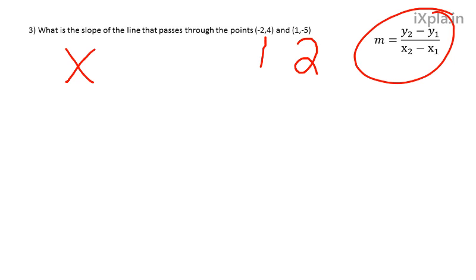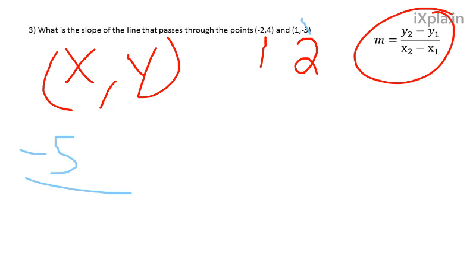So again, coordinates are written like this. So we are going to see y2 is this one, which is negative 5. And then minus y1, that's that one. And that's going over x2 minus x1.